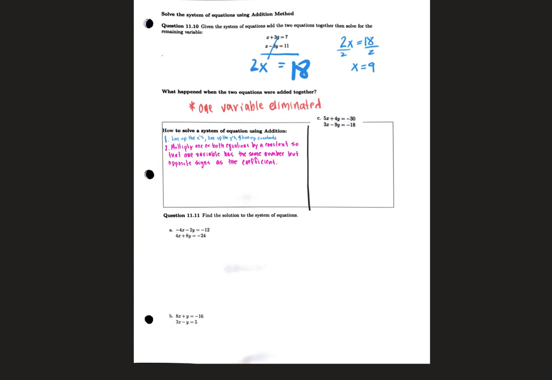So there we go. We want to multiply one or both equations by a constant so that one variable has the same number but opposite signs as the coefficient. I like to think of this as the LCM between one of the variables. So let's look at my equation over here.